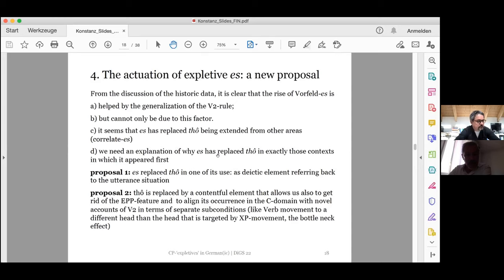The proposals that we're going to make are given in 1 and 2. So S replaces do in its deictic use, referring back to the utterance situation. This means that do is replaced by a contentful element. So this is the new part of the story. We don't say it's an expletive anymore, which allows us also to get rid of the PPP feature and align the occurrence of S in the C domain with novel accounts on V2, where it is believed that it's a complex condition combined of some condition of verb movement followed by a bottleneck effect that has only one and only one XP being moved from the I domain to the C domain, but not necessarily to the same head that the verb is going into.